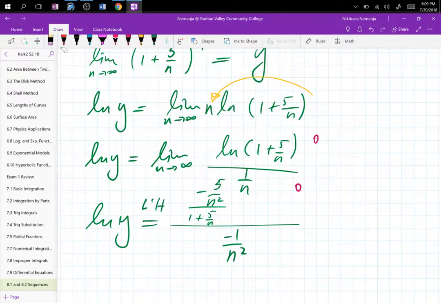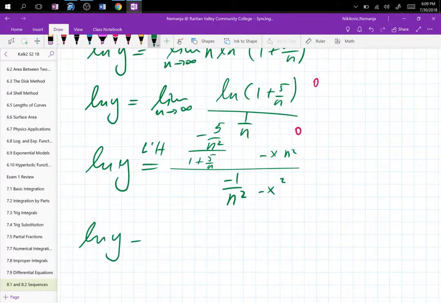All right, so now when you simplify this, you should come up with the number 5. And then exponentiate both sides, and you get y equals e to the 5. But now let's do this. So times n squared. Let's go with the negative n squared. I will kill the negative as well.